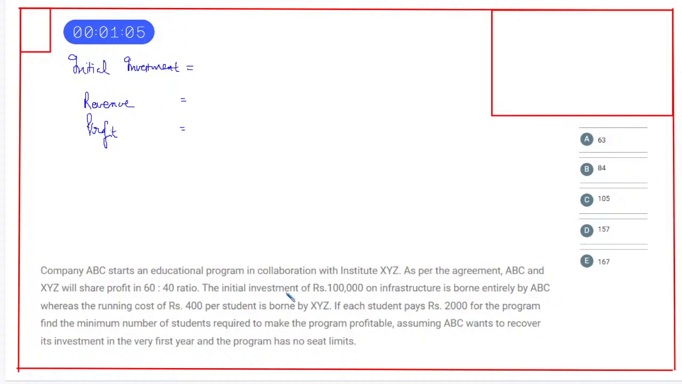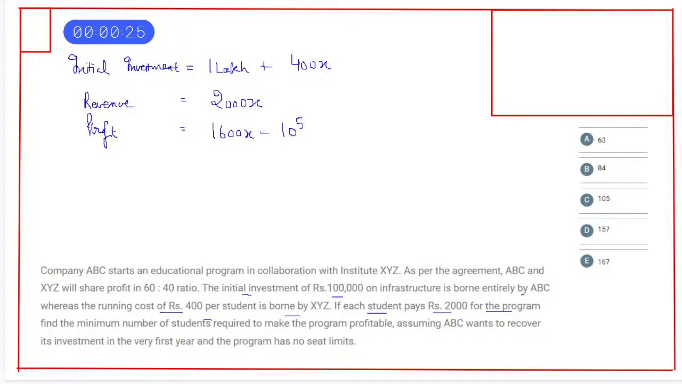Let's find the investment. The initial investment is 1 lakh by ABC and then 400 by XYZ. It is per student, so let's suppose X students are there. So the investment is 1 lakh by ABC and 400X by XYZ. Revenue: each student pays 2000 for the program, so the total revenue is 2000X. So how much is the profit? Revenue minus investment, which is 1600X minus 1 lakh. I'm writing 10 to the power 5 as 1 lakh. So this is my total profit.